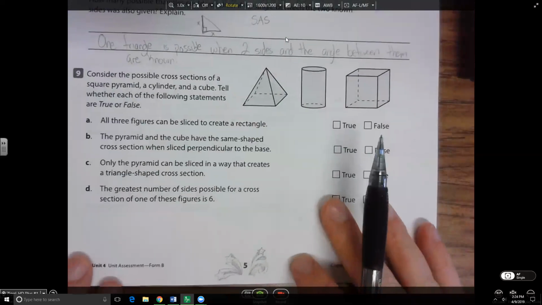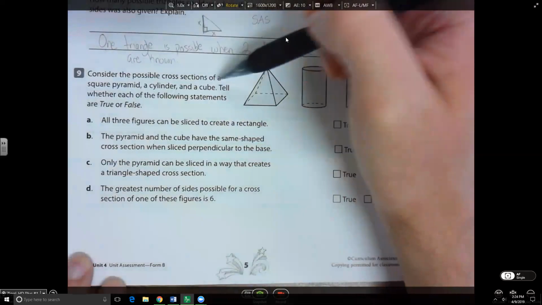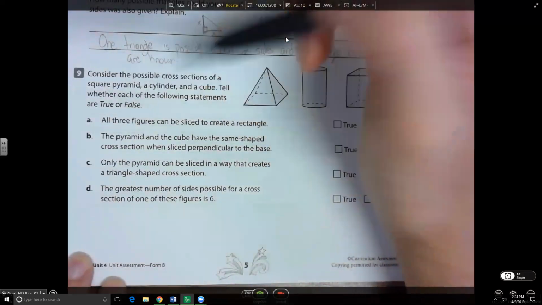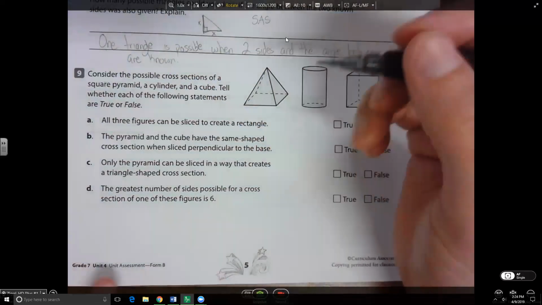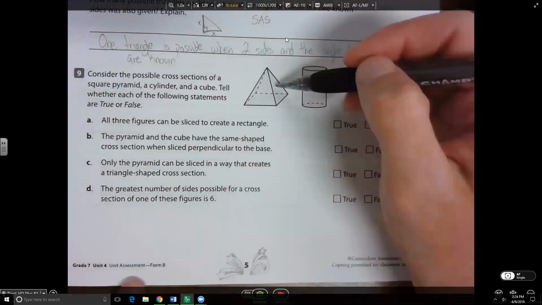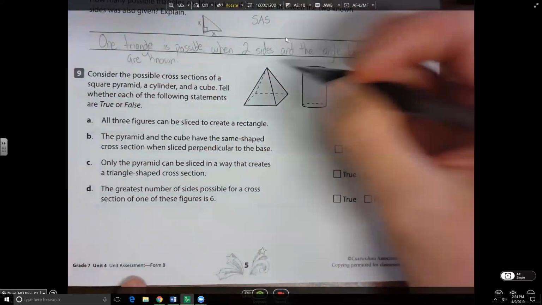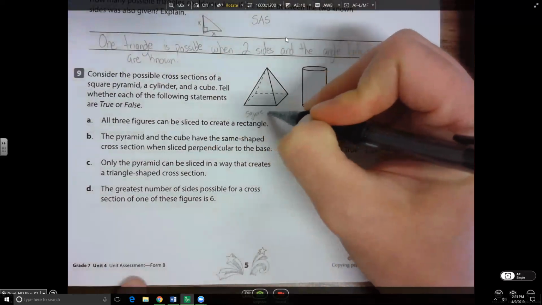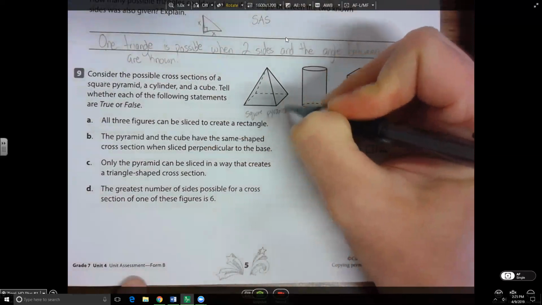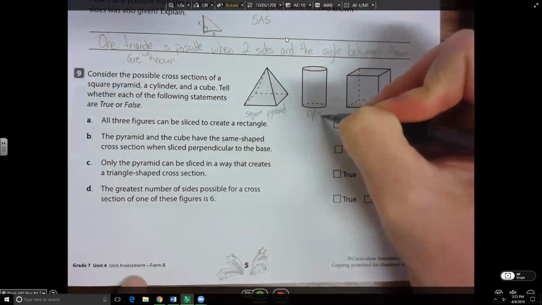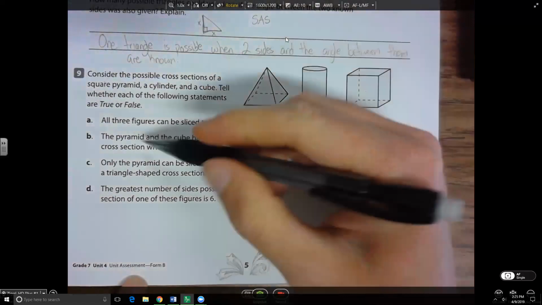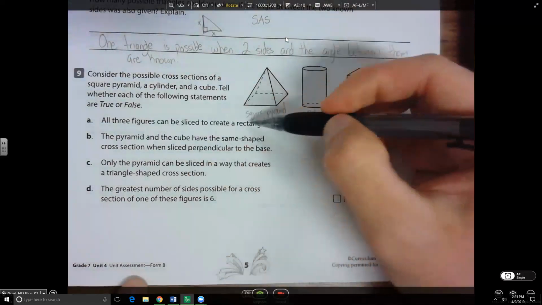So for number 9, we have: consider the possible cross sections of a square pyramid, a cylinder, and a cube. Tell whether each of the following statements is true or false. So these are all my figures here. This one would be the square pyramid. This is a cylinder. And then this one is the cube. So all three figures can be sliced to create a rectangle.